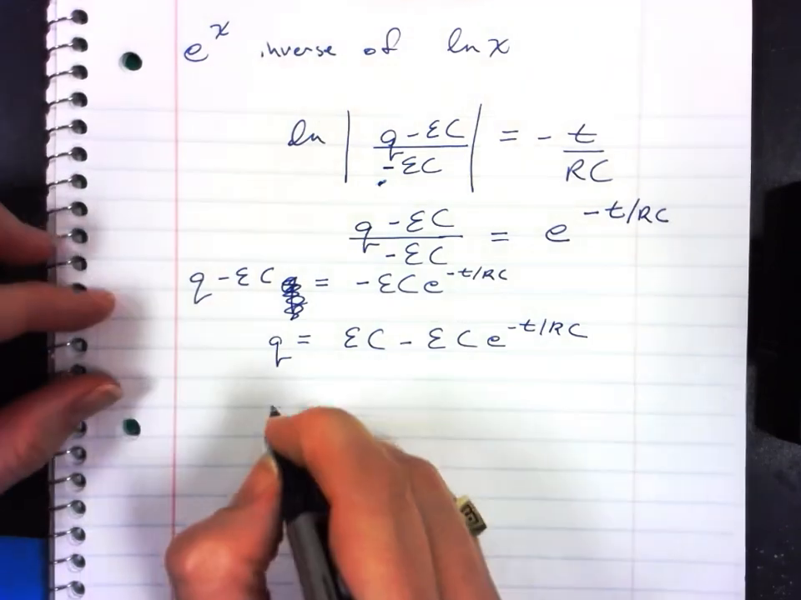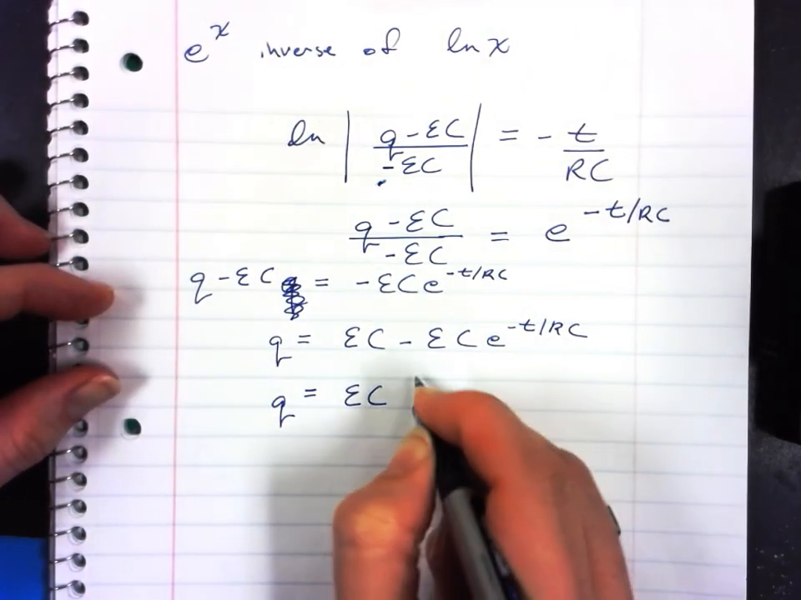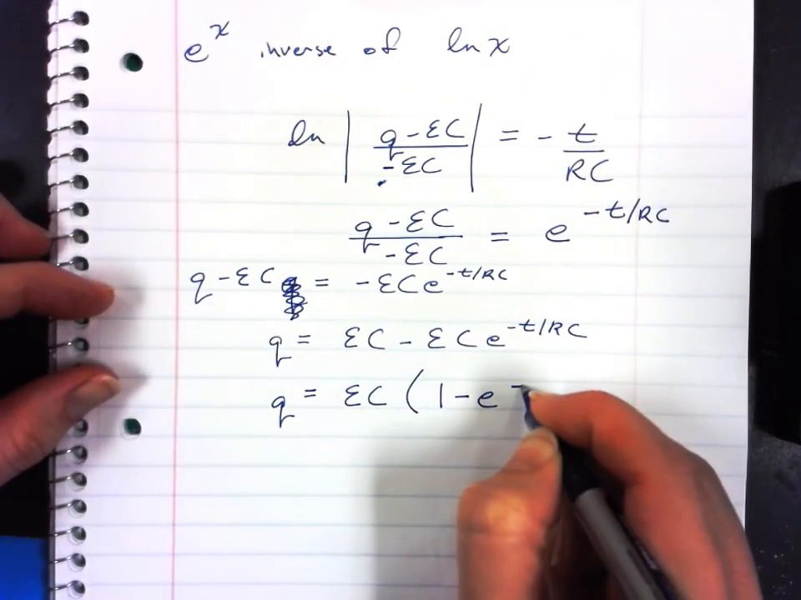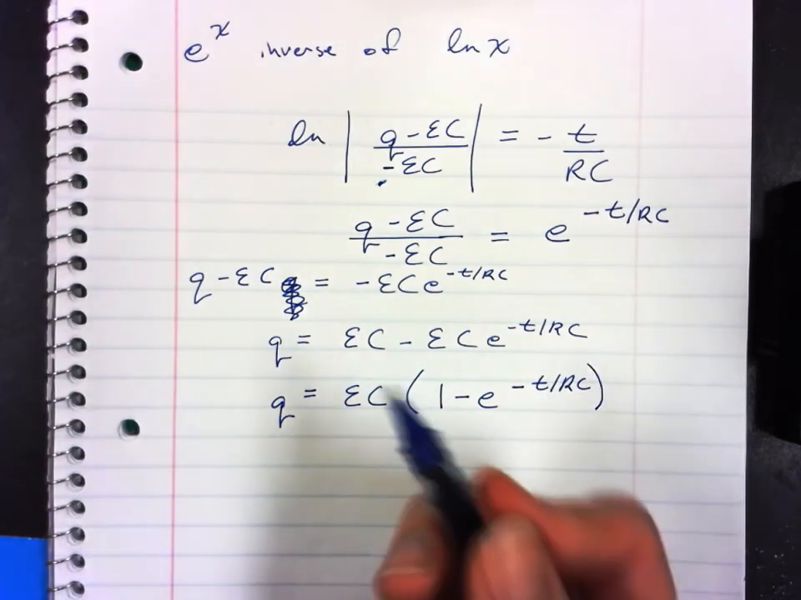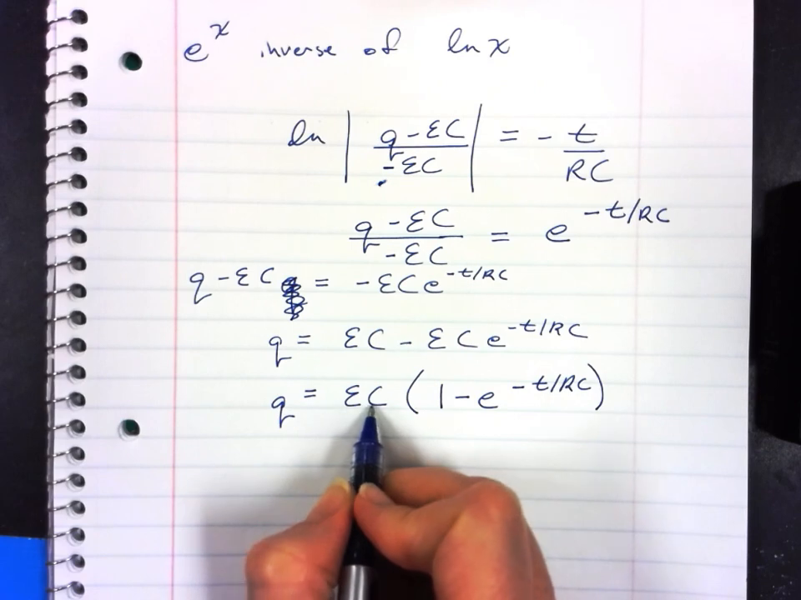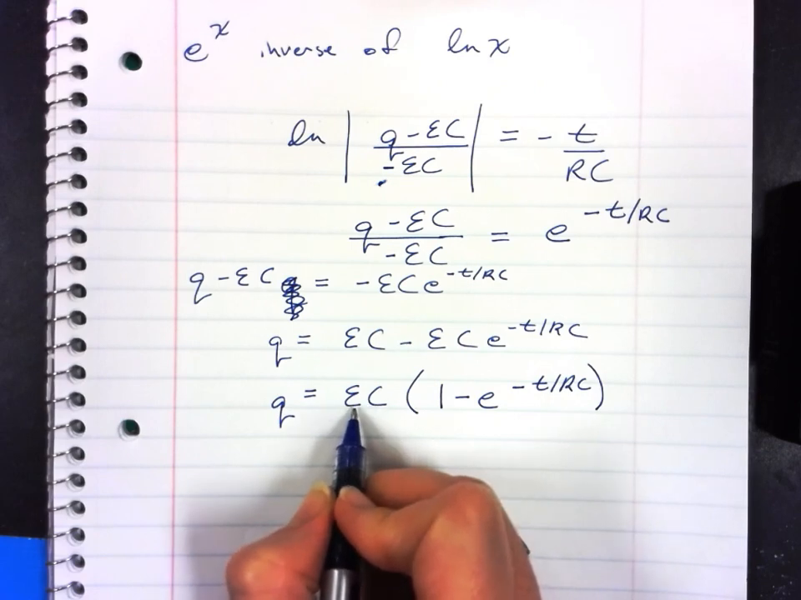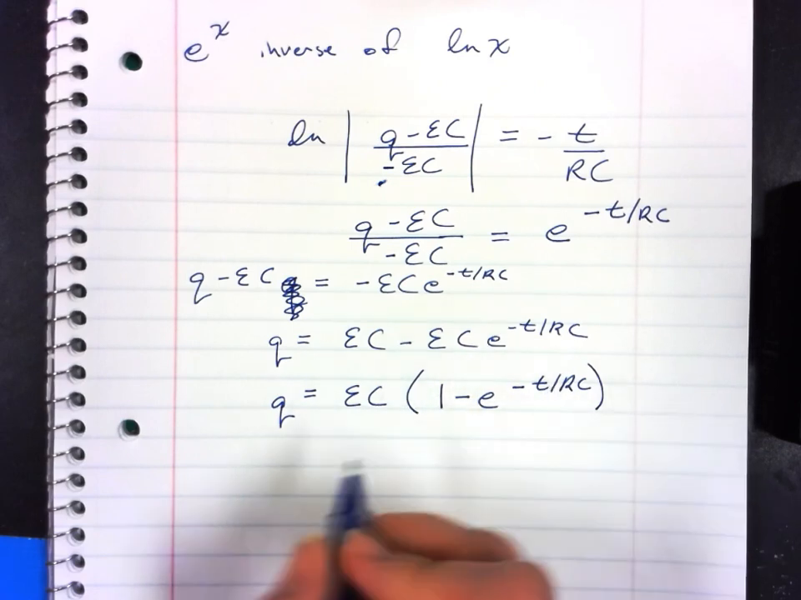And then, almost done. We're going to factor 1 minus e to the negative t over RC. And very, very last step. Remember, this was the EMF of a battery. This is the capacitance. Voltage times capacitance. This is the final charge.